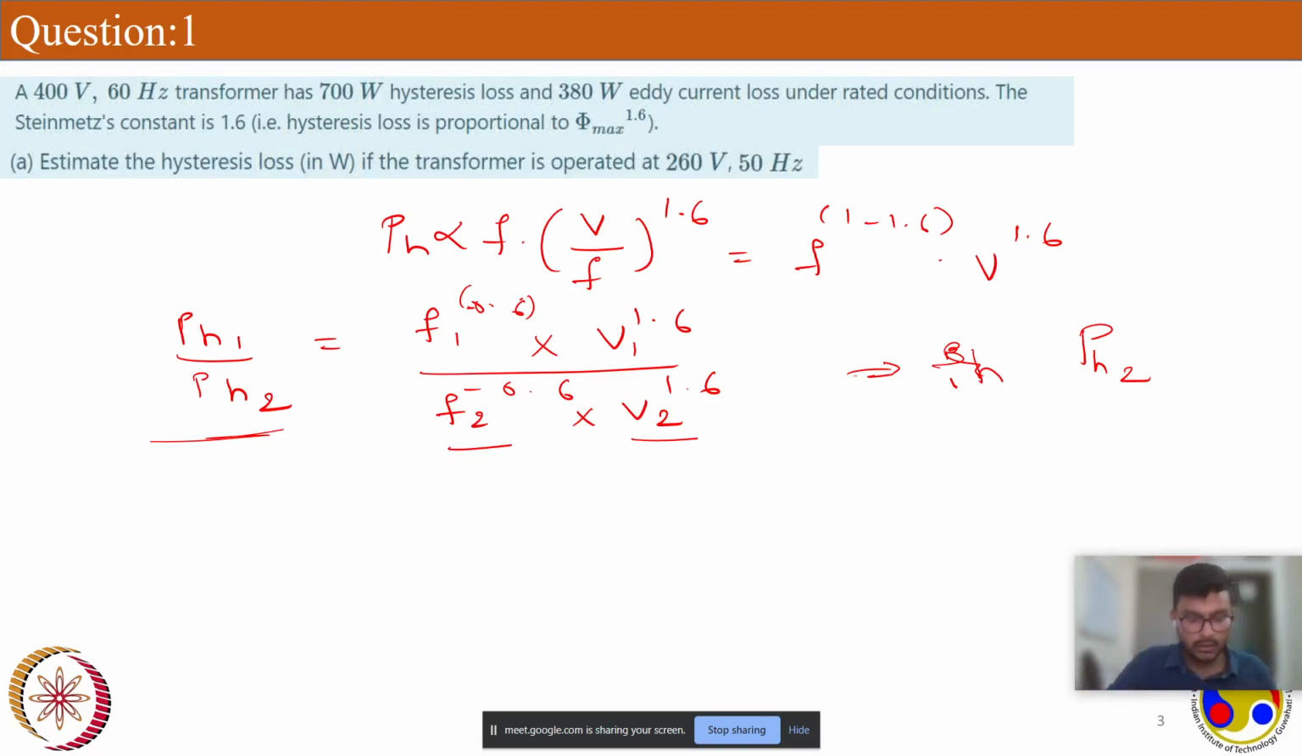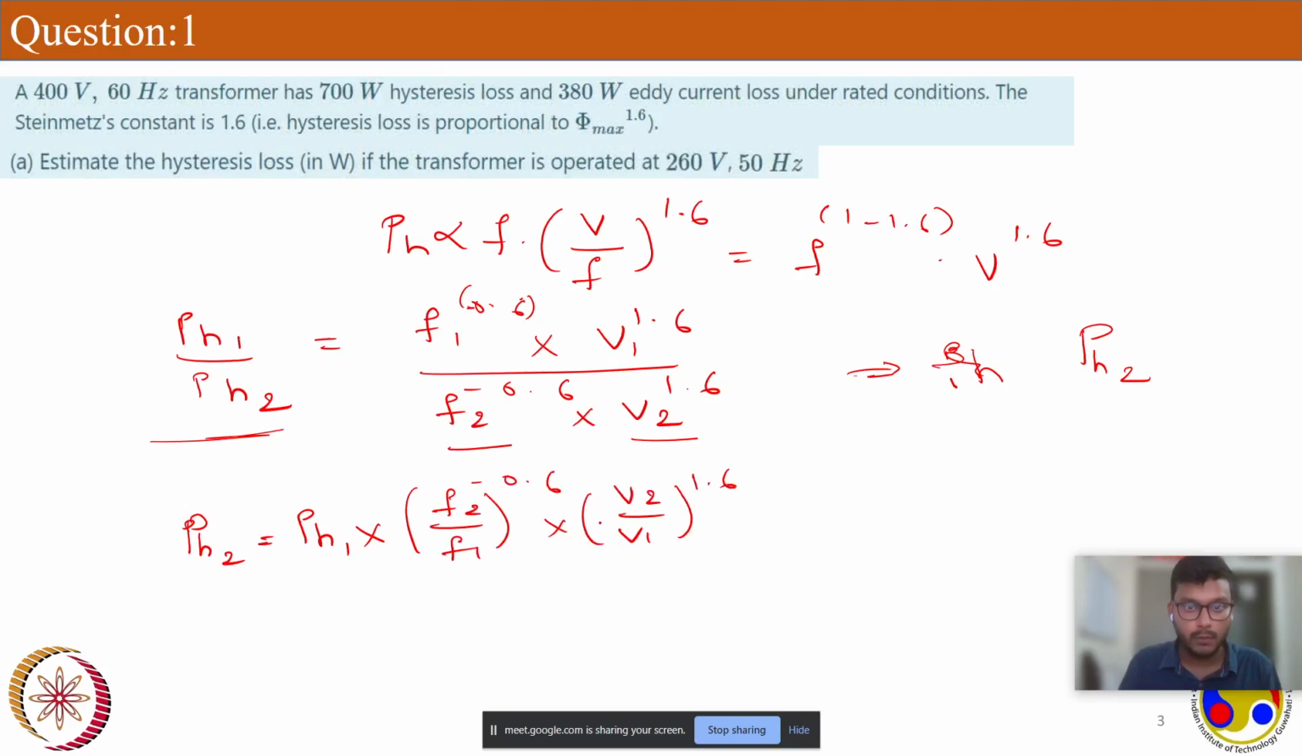No, Ranjit. I will type the calculation here itself because I got something different from you. Let's see what I got. Now PH2 is equal to PH1 multiplied by F2 by F1 to the power minus 0.6 and V2 by V1 to the power 1.6.